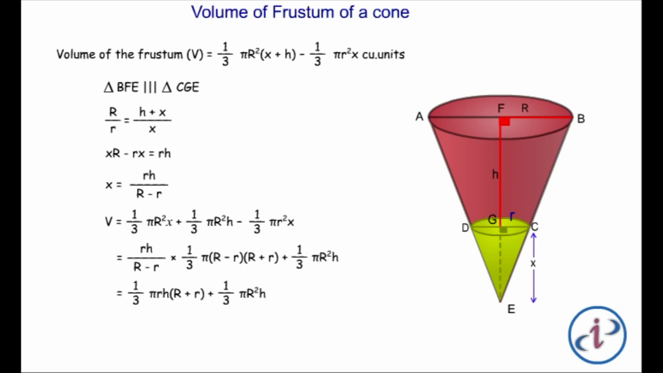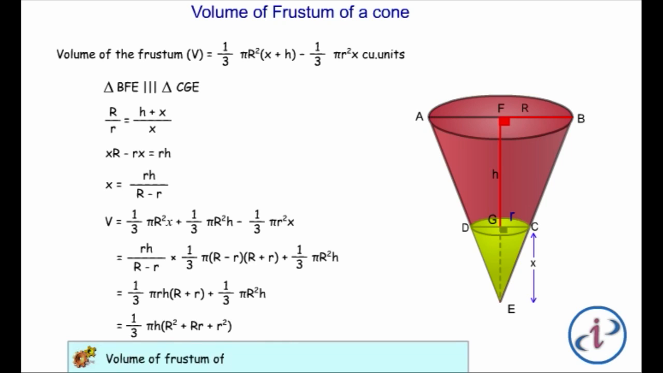Further simplifying, we get 1 by 3 pi h into capital R squared plus capital R times small r plus small r squared. Thus, the volume of frustum of a cone V is equal to 1 by 3 pi h into capital R squared plus capital R times small r plus small r squared cubic units.